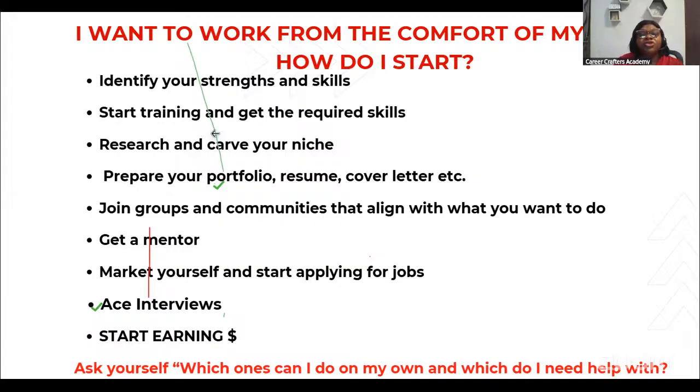Then you also need to join groups and communities that align with what you want to do. So if you're looking for a community to join, Career Crafters Academy community is a beautiful community. I don't want to tell people that we post job links there, because some of you would think that's the only thing we do. But no, we do a whole lot, right? People who need help. It's always good to be in a place where like minds are.